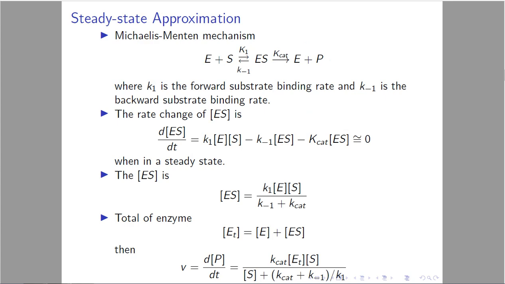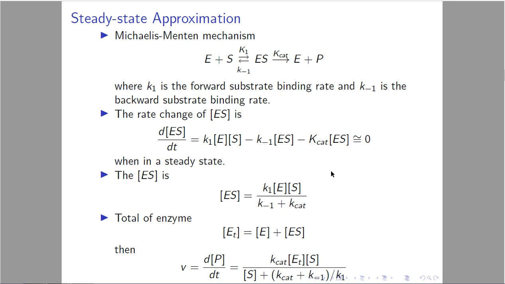Okay, so here we have the steady state approximation. Here we have E plus S, ES, E plus P, so the enzyme plus the product. k1 is the forward substrate binding rate and k_minus1 is the backward substrate binding rate. Solving this at steady state, dES/dt = k1 E S minus k_minus1 ES minus k_cat ES equal to 0. So the concentration of ES is equal to k1 E times S over k_minus1 plus k_cat.